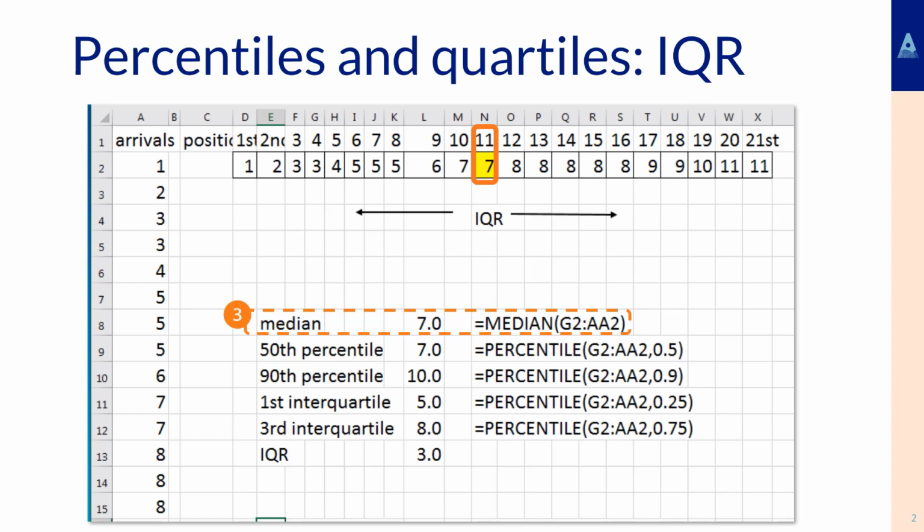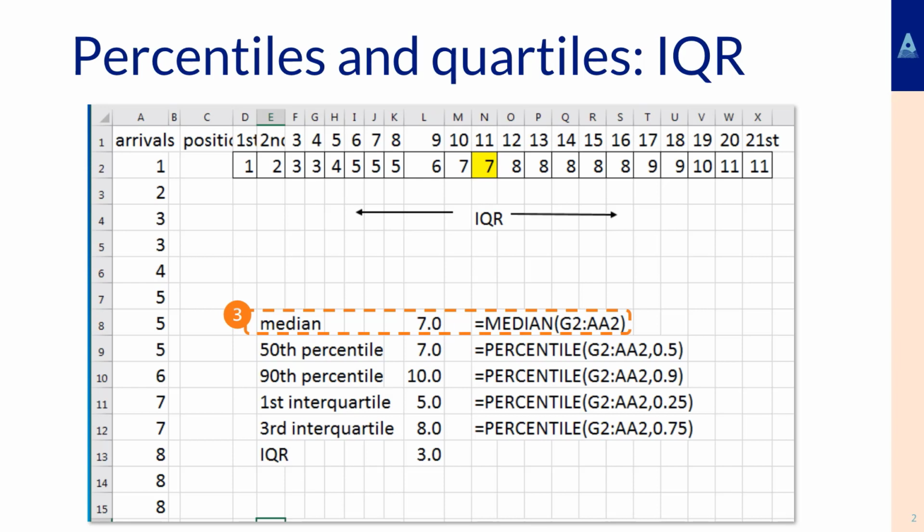So in this case, the middle item is the number 7 in cell N2 in the spreadsheet, and it's the 11th item, the 11th position. So 11th out of 21 is going to be the middle item. You can also see there on the labeled area 3 that the median is calculated in Excel as 7.0. It doesn't tell you which cell it is, it just picks the number.